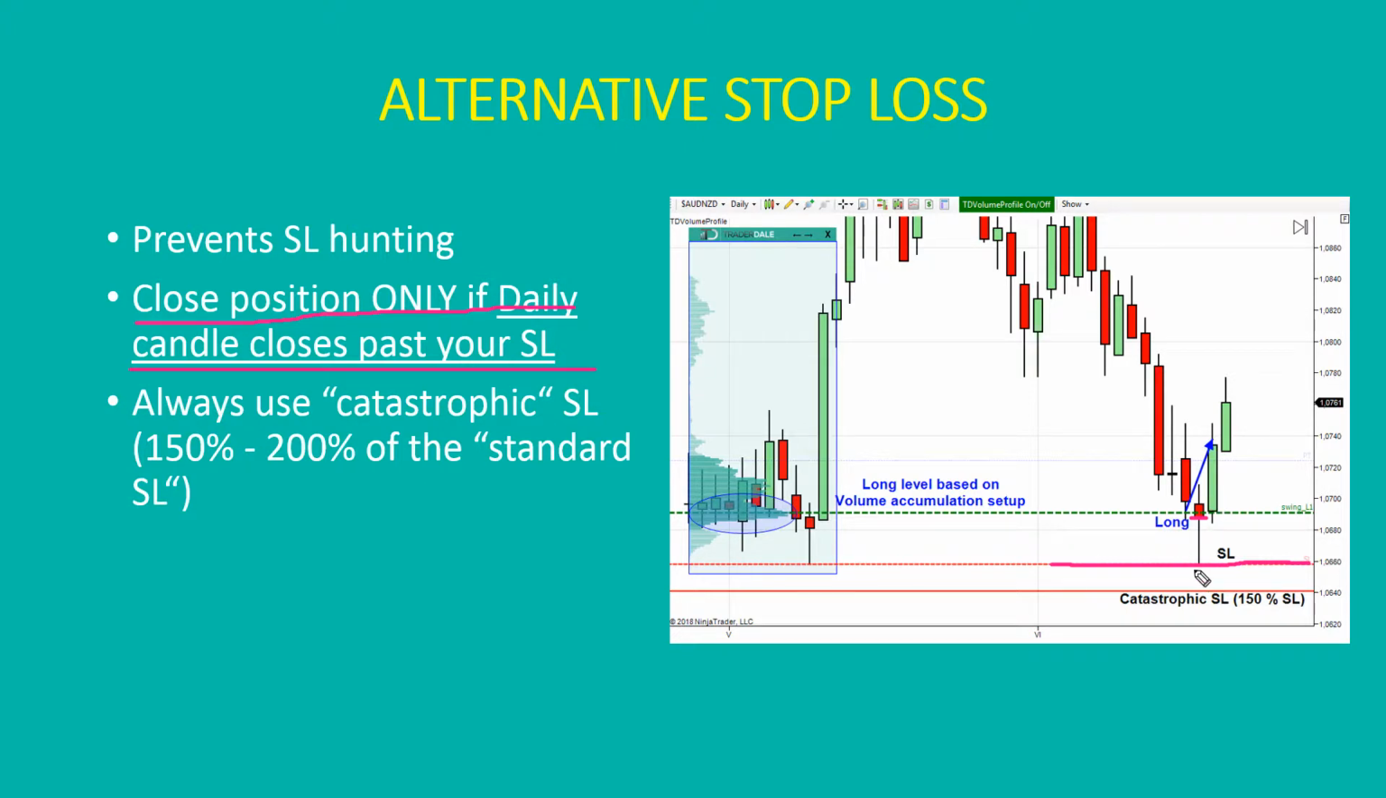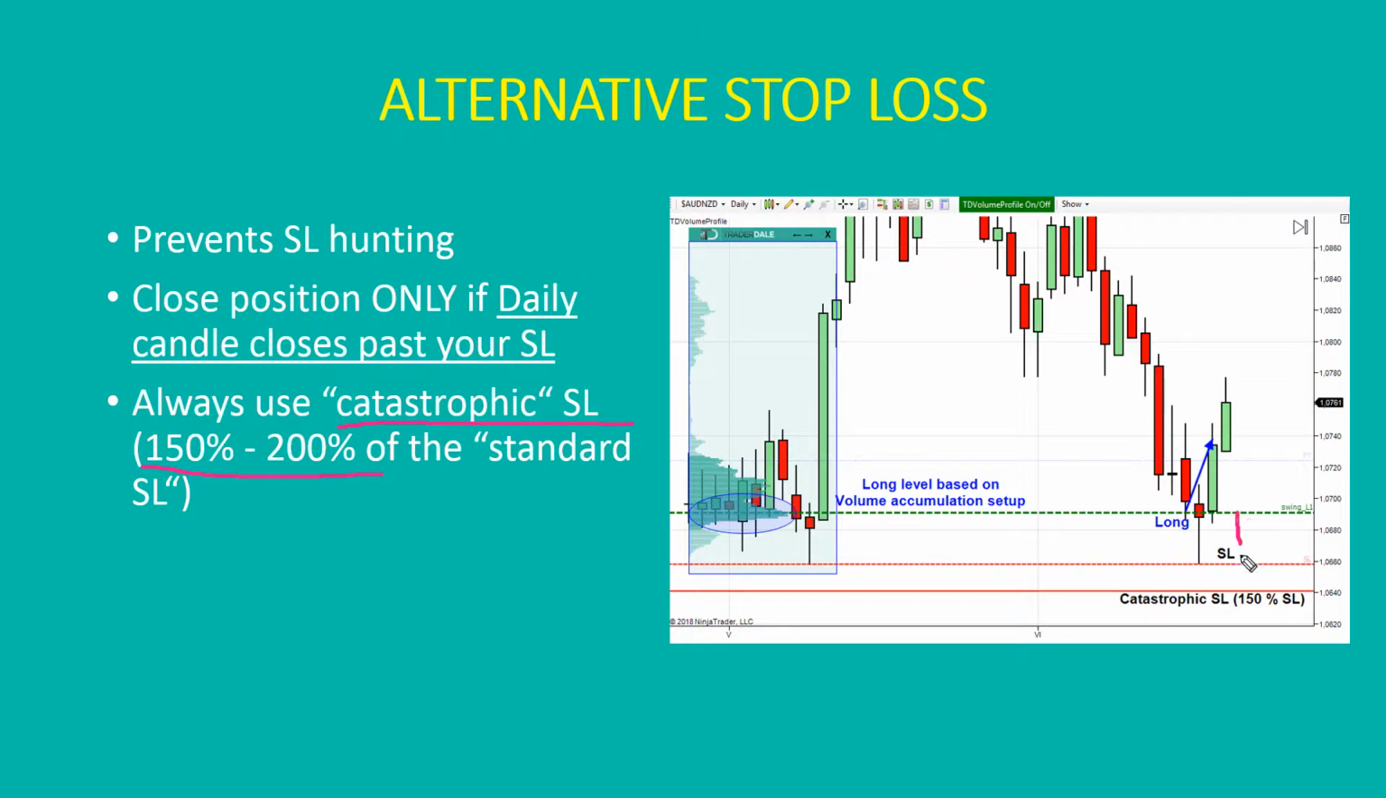If it doesn't close below it, then you hold the trade. Now, obviously, for money management reasons, you need to have some stop loss. I call this stop loss a catastrophic stop loss. This catastrophic stop loss is 150 to 200% of the standard stop loss.